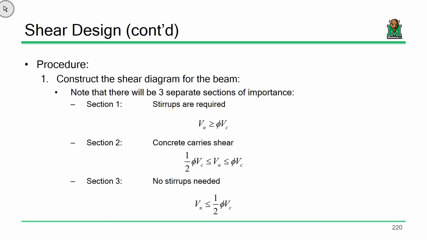We need to figure out where what I'll call VU star is, the shear at X equals D, D away from the support. We need to figure out the region where we've got to have stirrups from a strength standpoint. We've got to figure out where we need to put stirrups solely to meet code requirements. Then we've got to figure out where we don't need stirrups at all. Okay, so we'll see how we indicate that in a little bit.